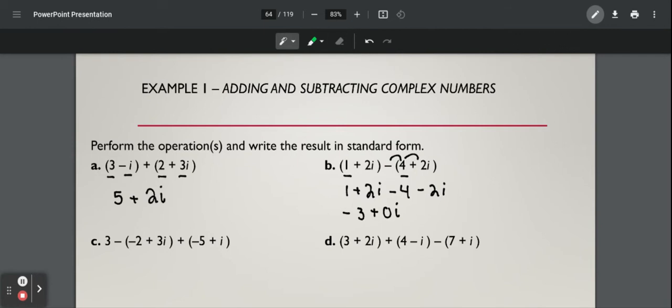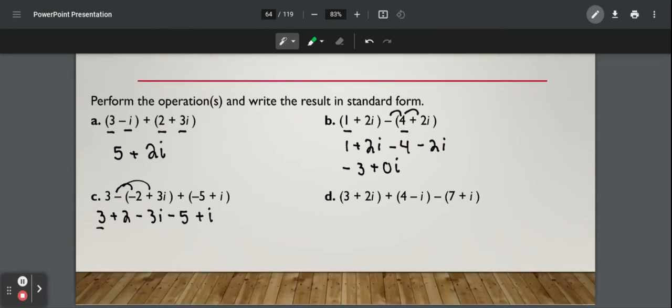For the next one, let's distribute our negative. So we have 3 plus 2 minus 3i minus 5 plus i. When you combine all the terms without i, 3 plus 2 minus 5, we get 0. And then -3i and i, we get minus 2i.